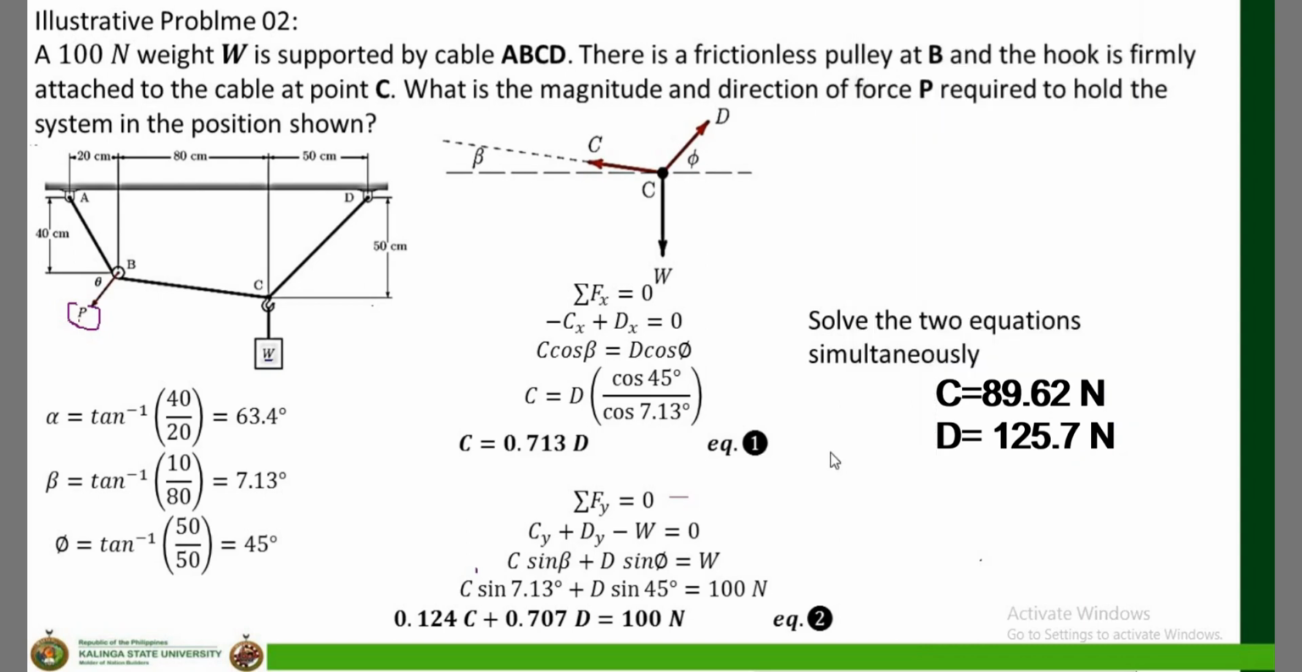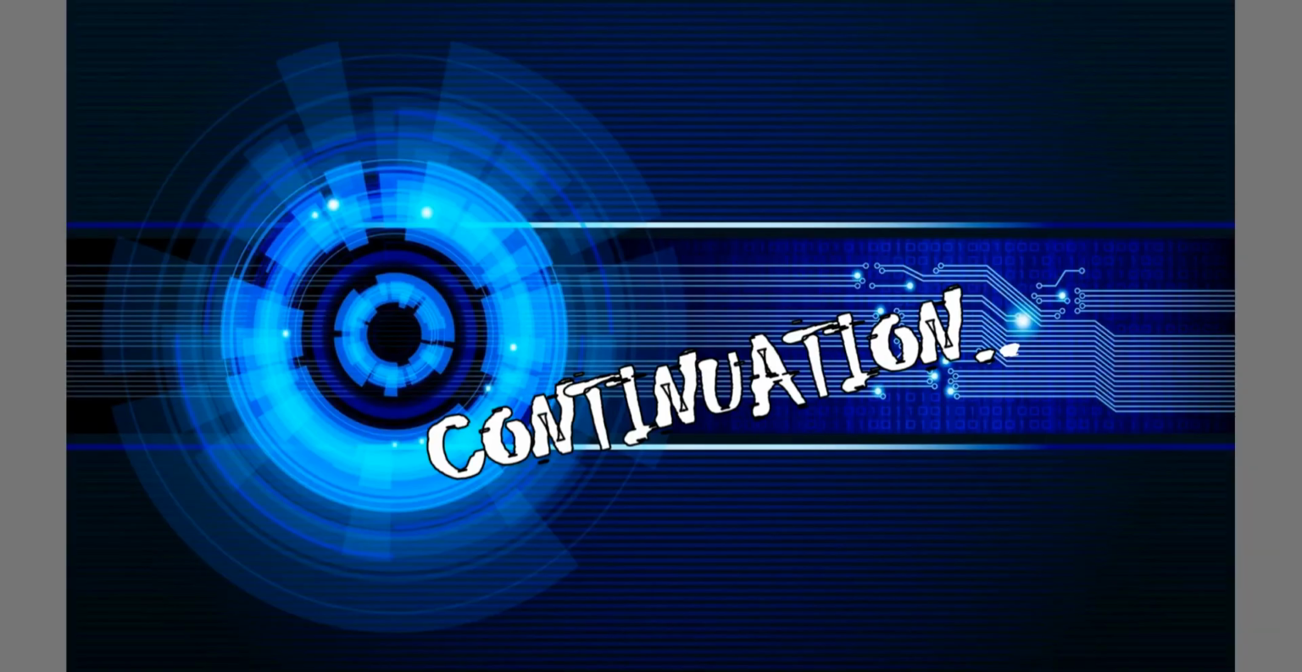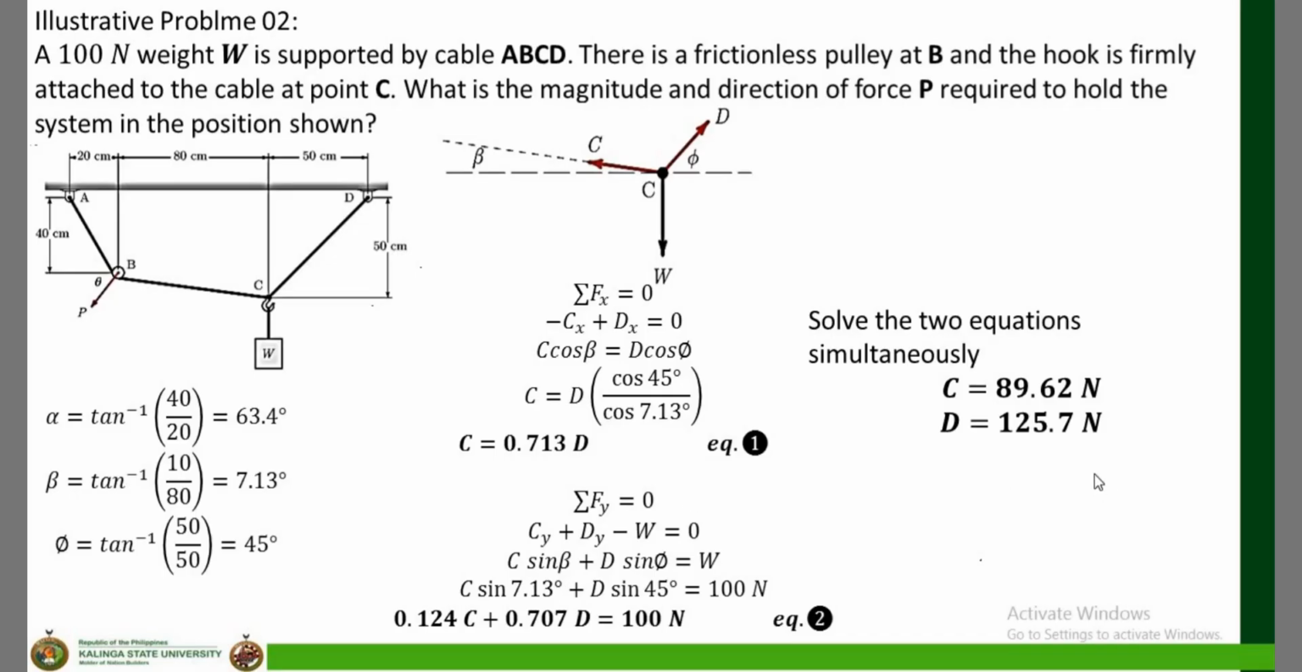I hope this is clear on how I got the value of C and D. Again, we are not yet done with this problem since the unknown is P. So, we solved the value of C and D.